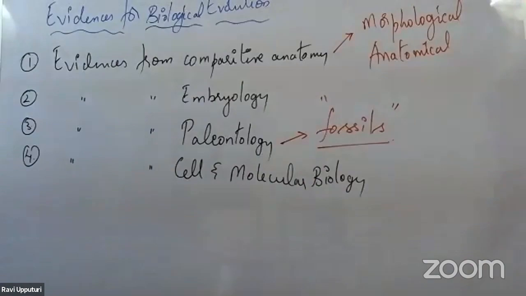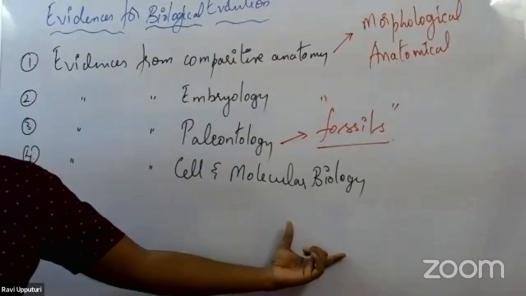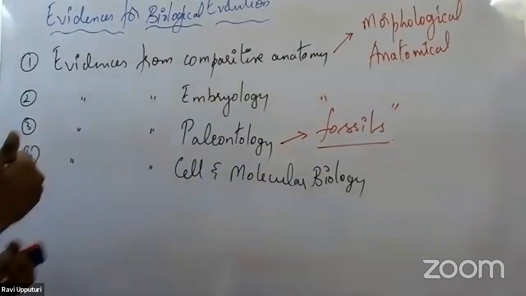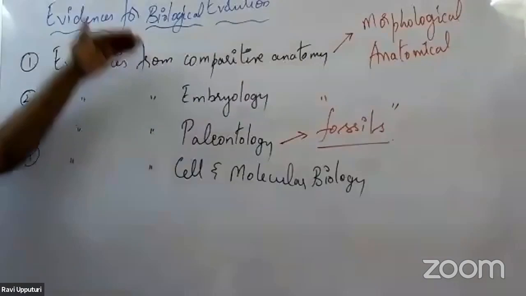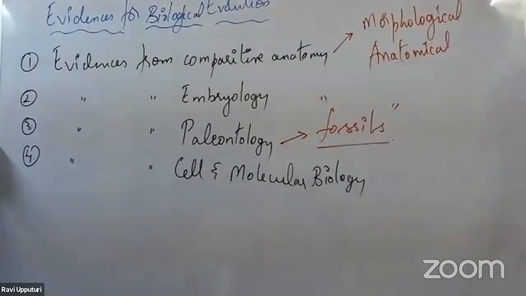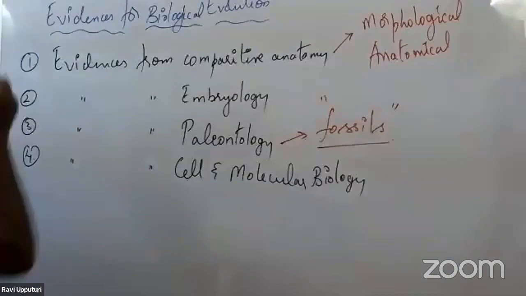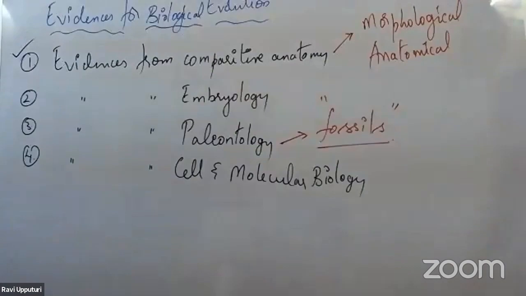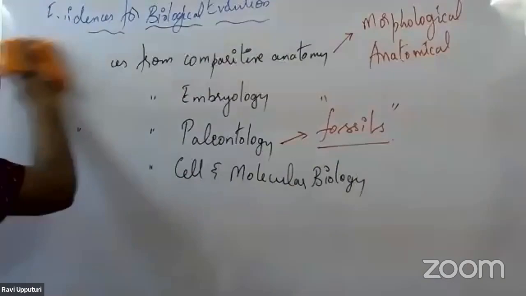The last evidence we'll be studying is evidence from cell as well as molecular biology. This is actually considered the most definite form of evidence available with regards to the process called biological evolution, right? So these are the four different types of evidence studies we'll be taking up in a couple of sessions. For today, let us begin with the evidences from comparative anatomy.